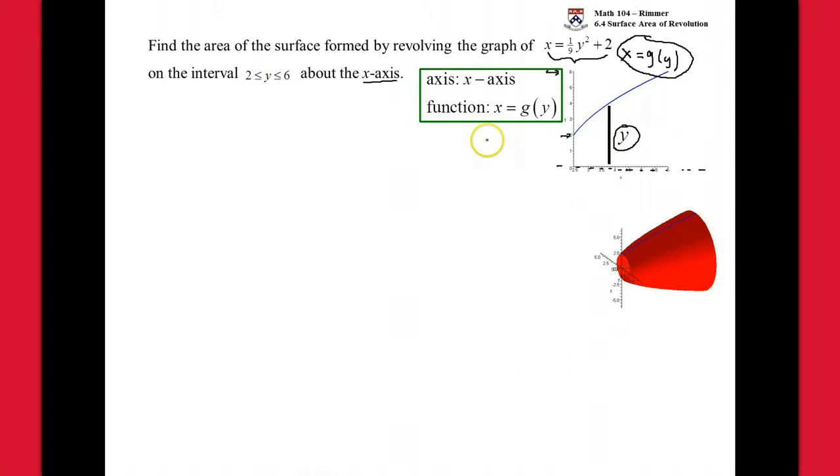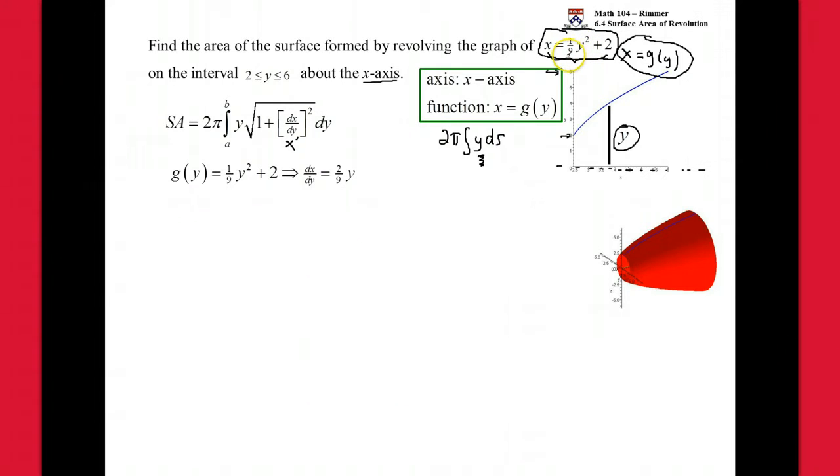The formula would be 2 pi the integral of y ds, and so the y will stay there as a y. When it comes to ds, we actually have to do x prime, quantity squared. And so if x is equal to 1/9 of y squared plus 2, take the derivative and we get 2/9 of y. Square that and we get 4y squared over 81. Add 1.